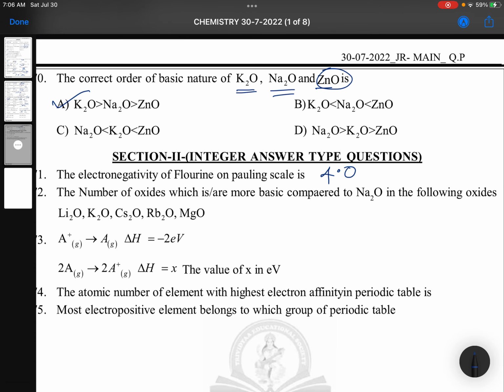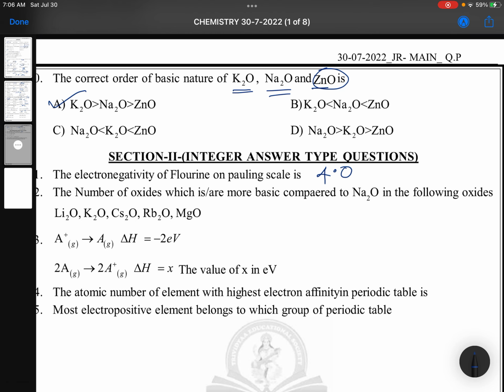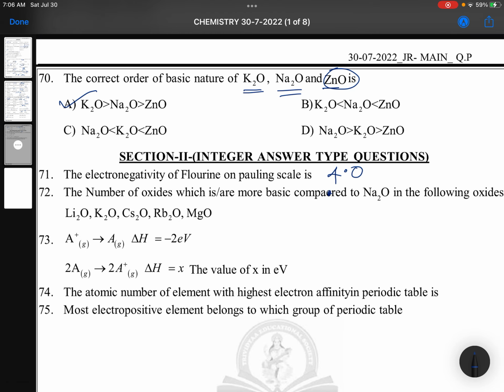The number of oxides which are more basic compared to Na2O. Okay, compared to Na2O. In the following oxides, Li2O is less. It is asking about Na2O, and down the group increases: K2O, Cs2O, Rb2O. So 3. A plus gives rise to A, 2 electron volts. 2A plus gives rise to 2A. So it's reverse: if you write A gives rise to A plus, delta H is equal to plus 2. So for 2A gives rise to 2A plus, delta H will be 4.